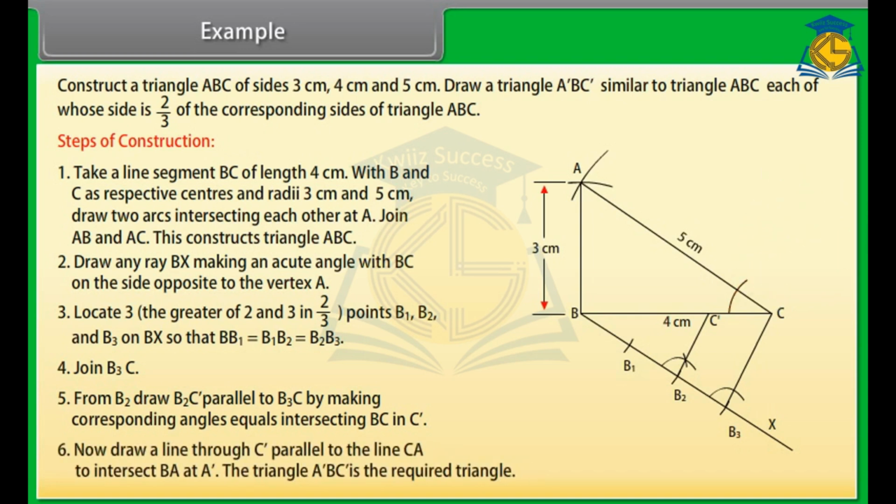Now draw a line through C' parallel to the line CA to intersect BA at A'. The triangle A'BC' is the required triangle.